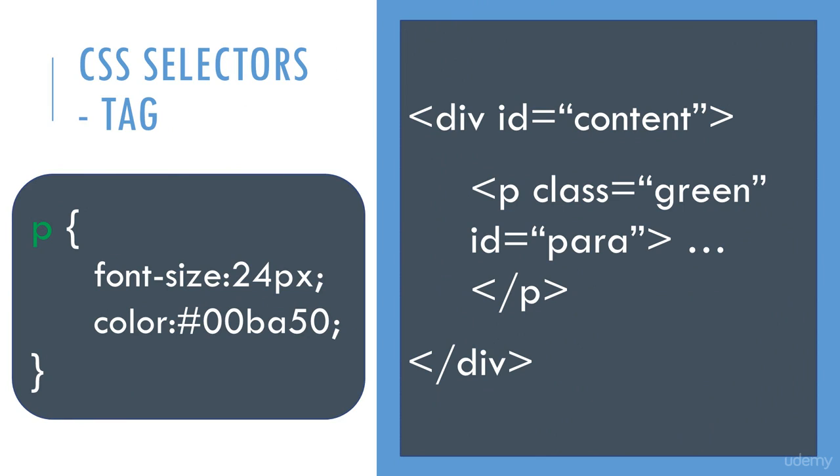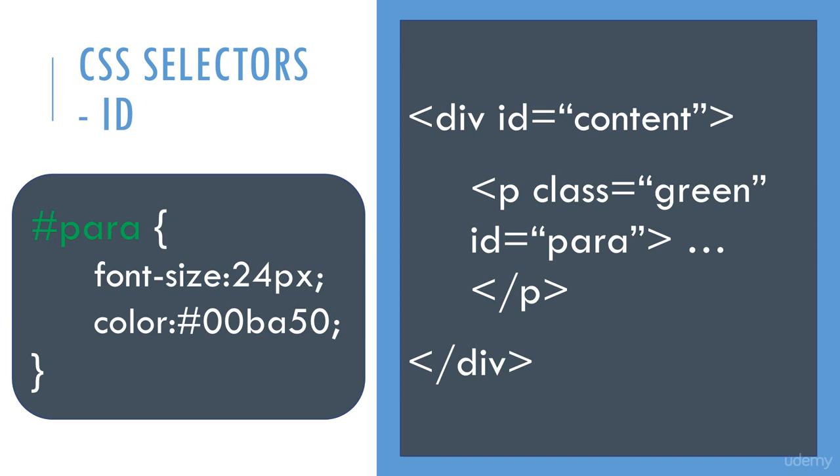In the first example, we're selecting by tag. In this case, we're selecting by the P element and applying a font size property and a color property. In the HTML, there's a div container element, and within that element, there's the P tag. This one's pretty simple. All we're doing is selecting the P element. This selector would select all of the P elements within the HTML page. The HTML to the right is really simplistic, so keep that in mind. This would select every P element in the HTML.